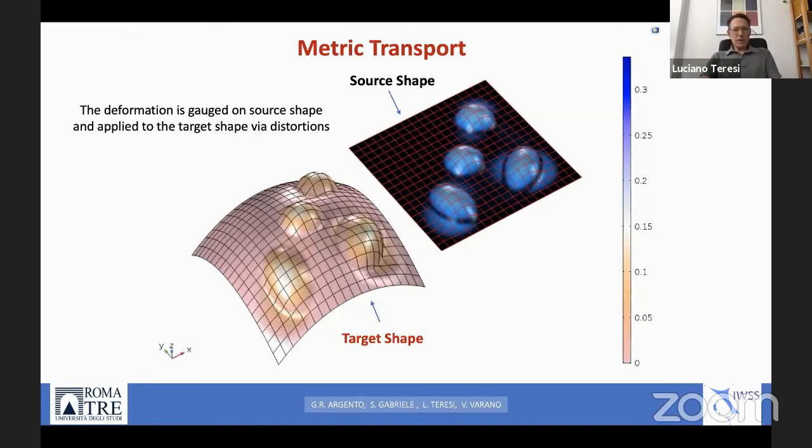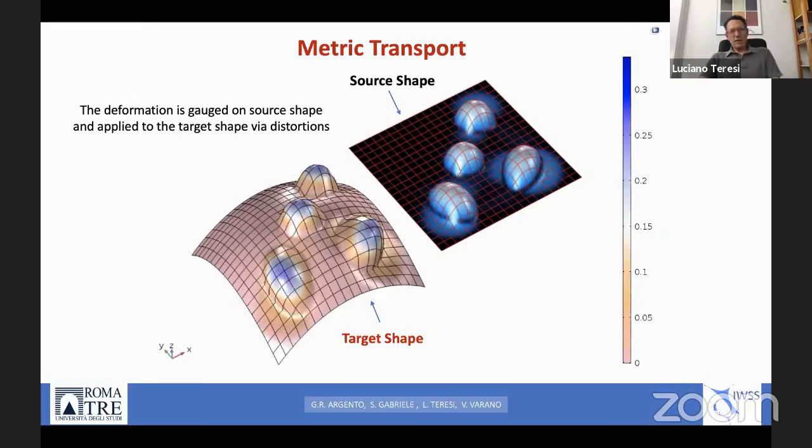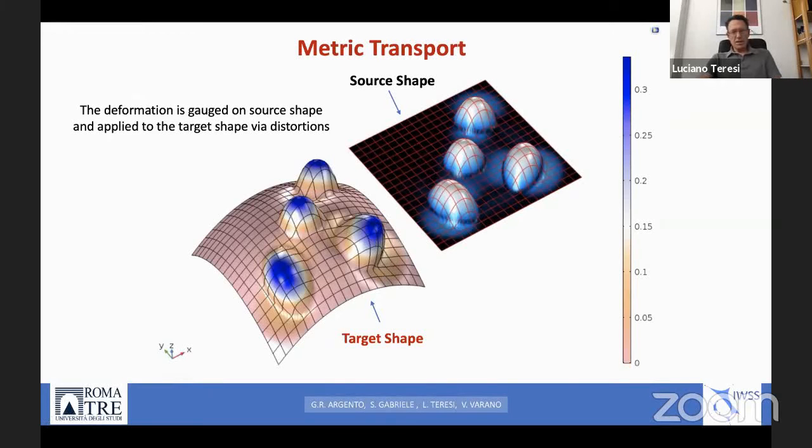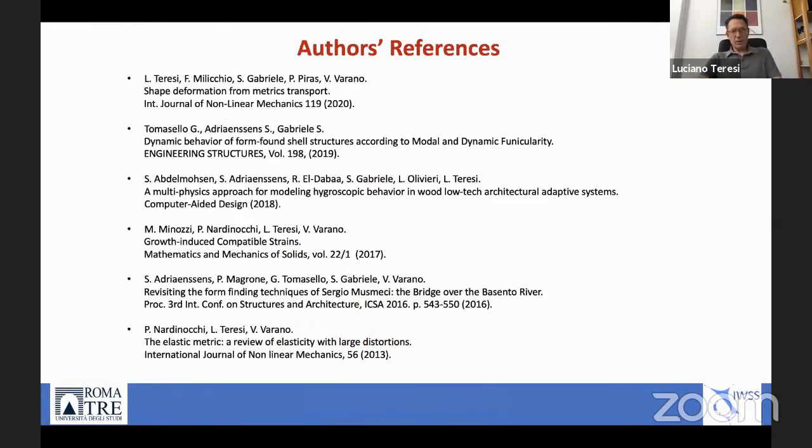And what is interesting is that on the black, on the source shape, this deformation is given and is compatible. So you simply have a bubble on a flat surface. Instead, on the other shell it is not compatible, and you will see here a buckling around the bubble. And this is my last slide. The final slide is just references, and I thank you for the attention.